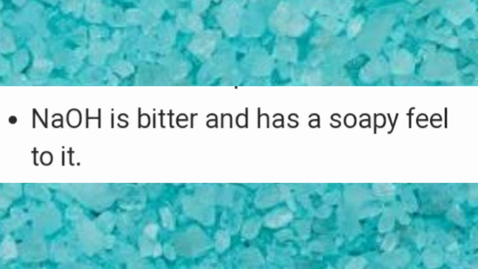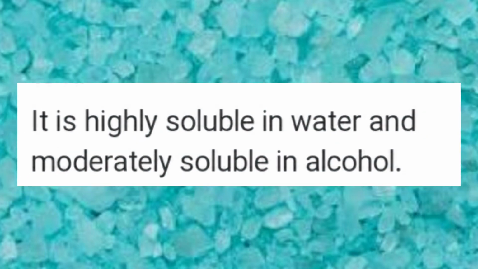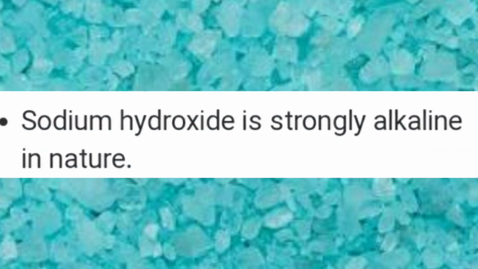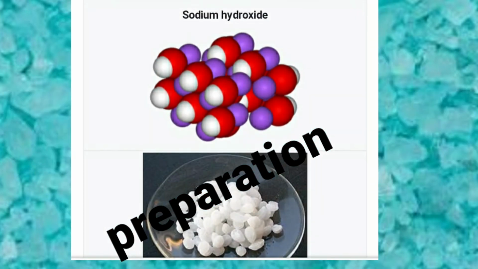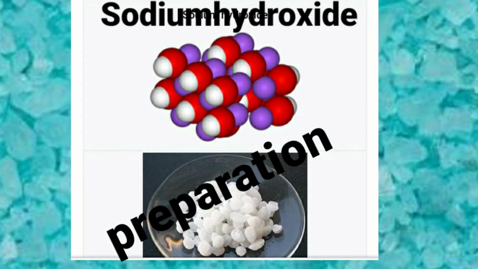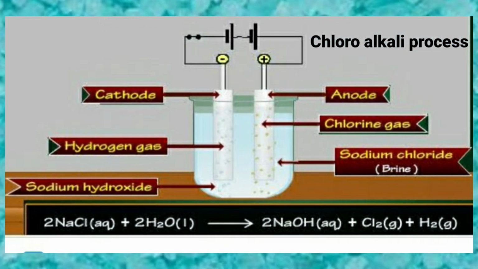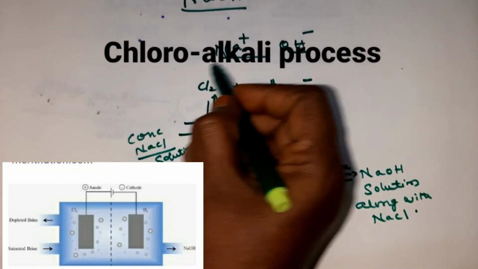And the next one, it is highly soluble in water and moderately soluble in alcohol. And the next is it is strongly alkaline in nature. Now we shall see how sodium hydroxide is prepared on a large scale, children. On a large scale, sodium hydroxide is prepared by the chloroalkali process, children.